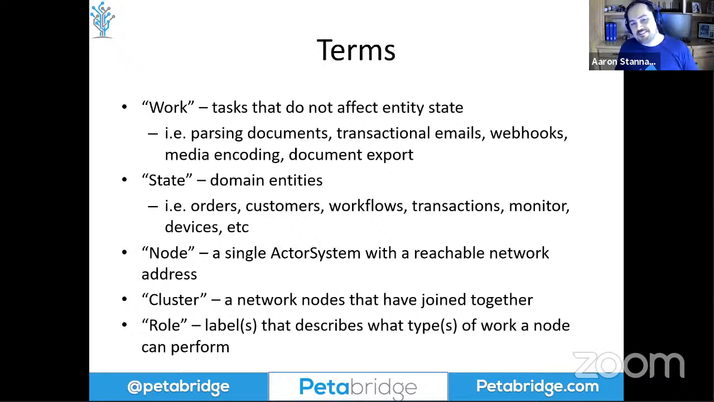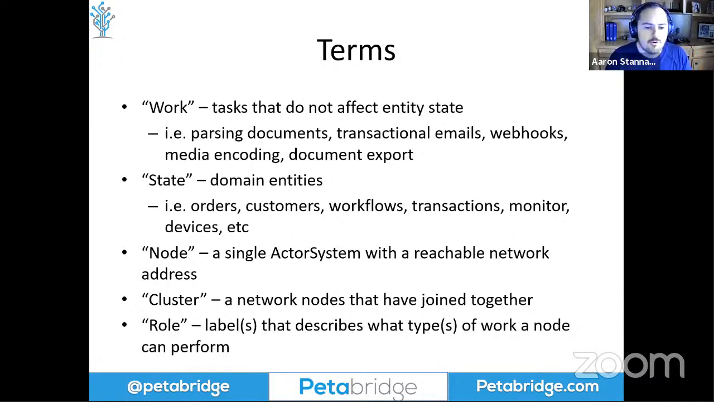State, in the context of how I'm using it, refers to domain entities from, let's say, a traditional domain-driven design context. These are the entities that represent important pieces of business data, business objects in the real world. So these might be orders, customers, workflows, payments, transactions, devices on your network, all sorts of things. So that's what we mean when we use the word state.